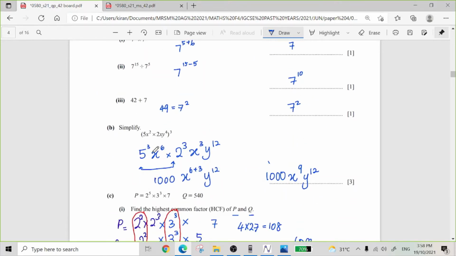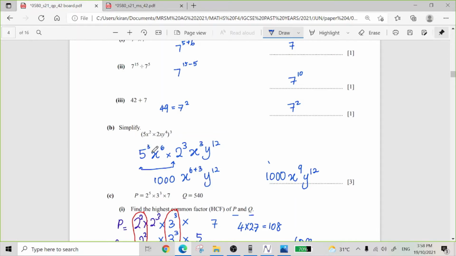And this question, B: simplify (5x² · 2xy⁴)³. So make sure, please apply the law of indices. For the 5 here, 5 cubed, we have to apply the power of 3 to each term in this bracket.